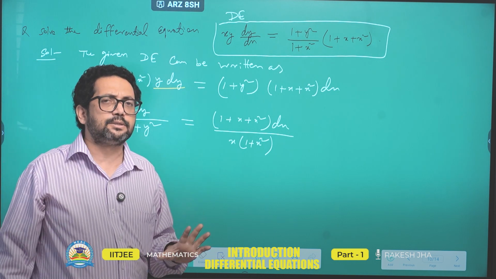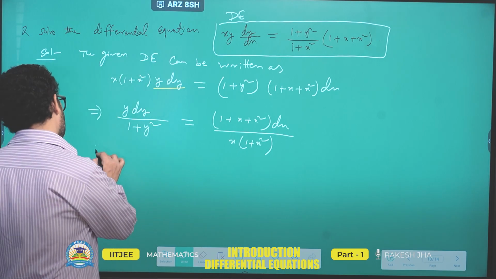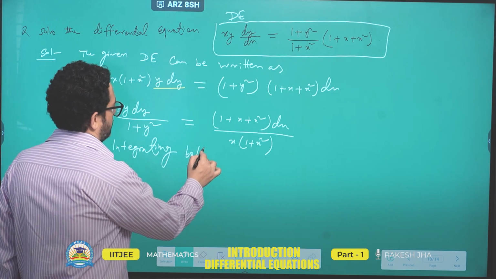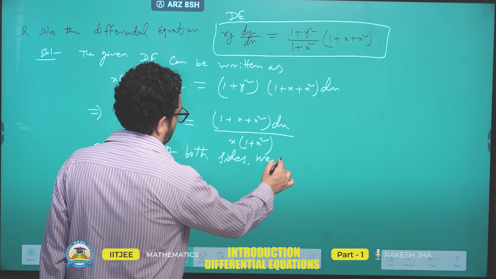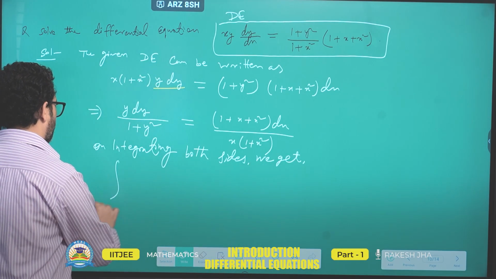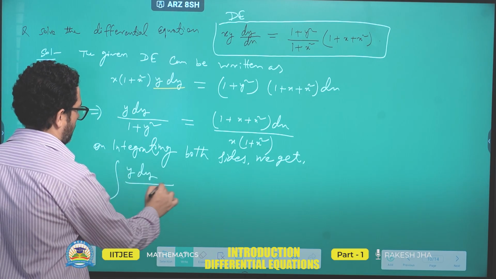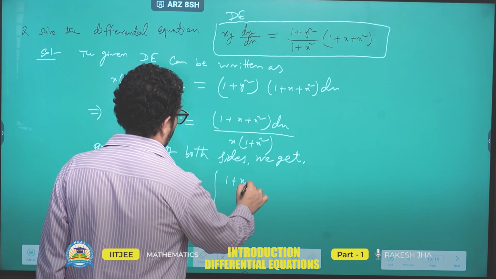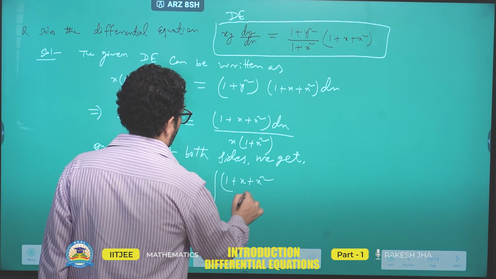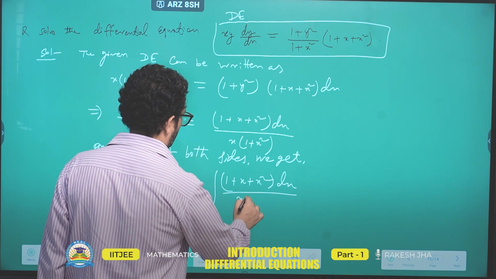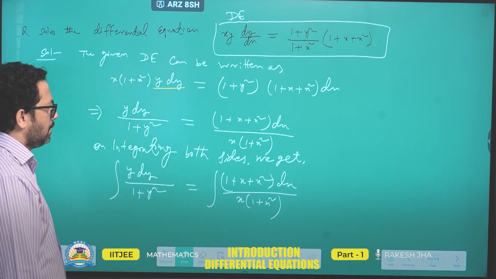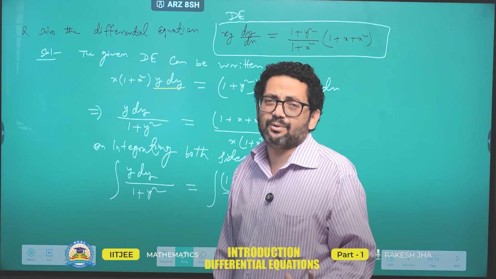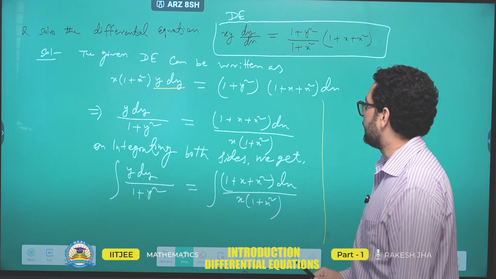Now our next step is to integrate both sides. So on integrating both sides, we get, so what we shall do here, we will write integration of y dy upon 1 plus y square is equal to integral of 1 plus x square upon dx times x into 1 plus x square. So now this is all about integration. So for doing this chapter, we should have a very sound understanding of integration. So how will we integrate this?